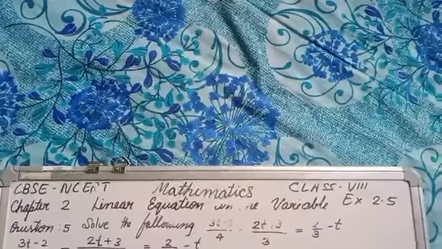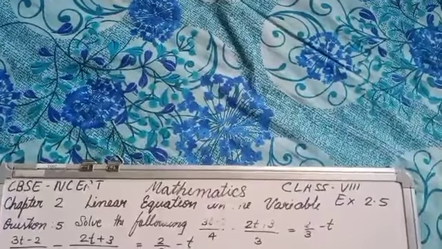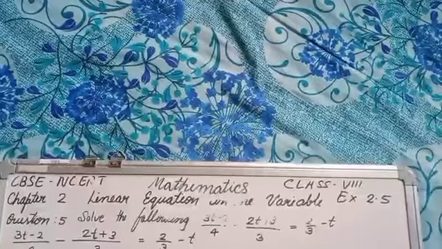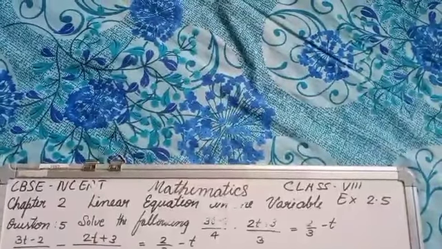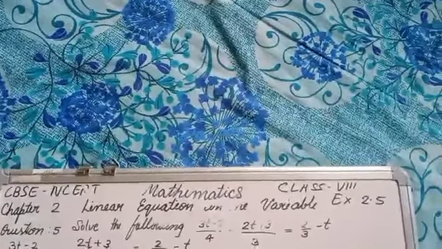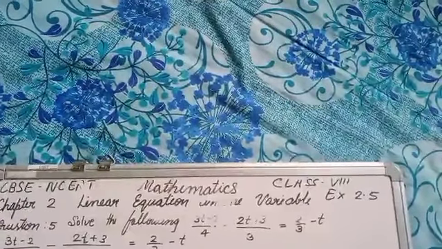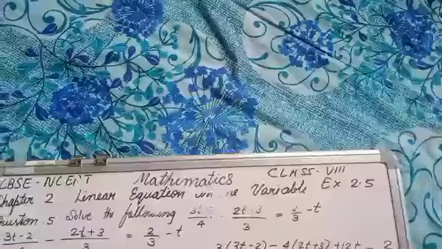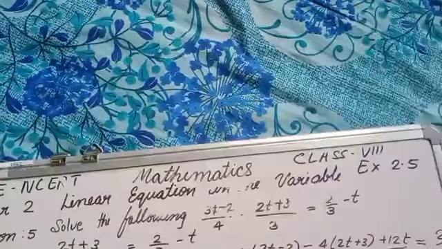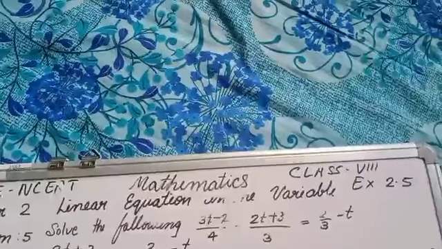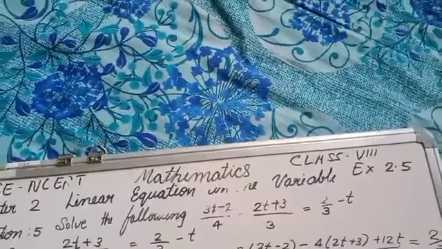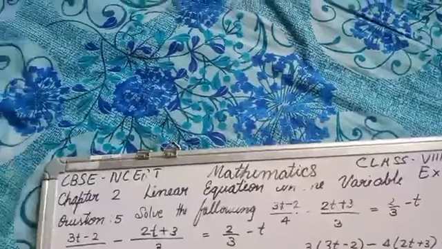Everyone, today we are going to begin class 8 chapter 2, linear equation in one variable, exercise 2.5, question number 5. (3t minus 2) divided by 4, minus 2t, plus (2t plus 3) divided by 3, equals 2 by 3 minus t. So we are going to begin how to solve it.